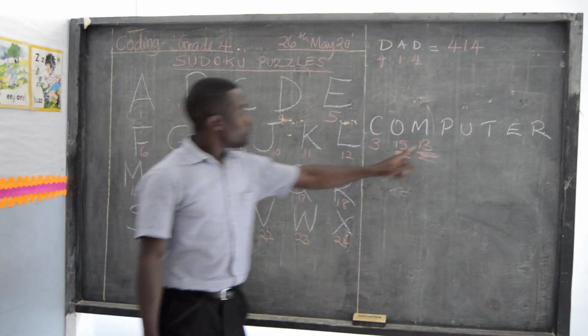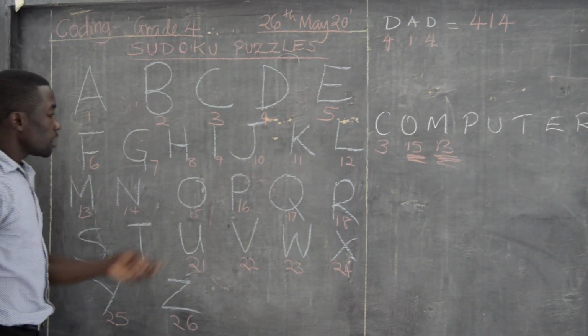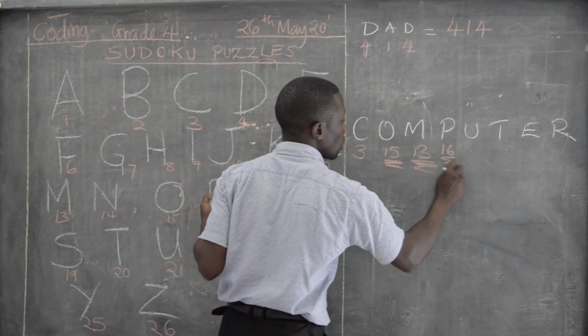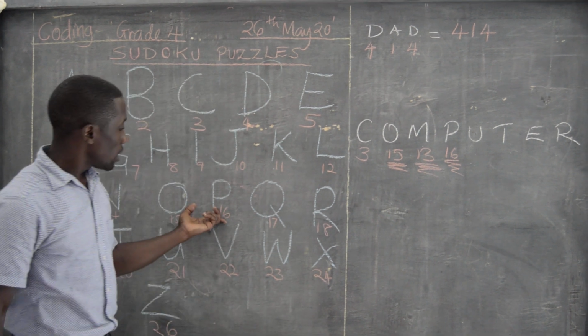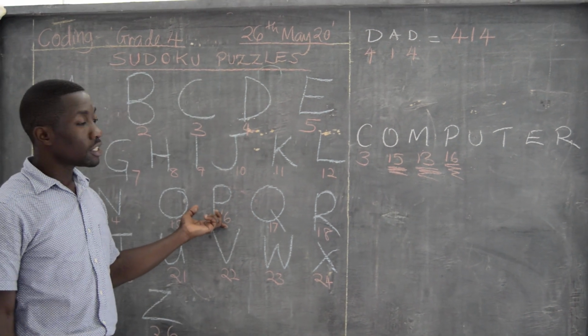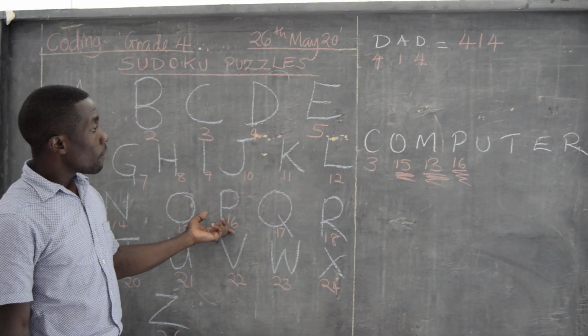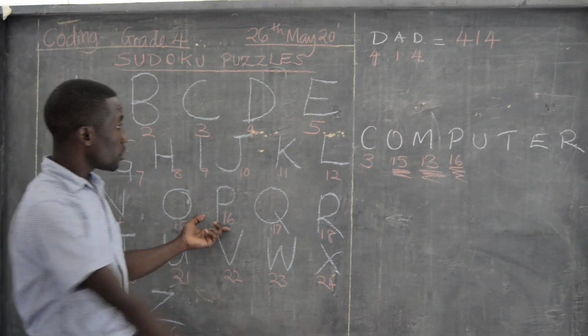And then we go to P. We have P, which is here, and the value is 16. So you can see it has 2 values. The one that has 2 values, I underline so that I can differentiate between the single value and the double value. And then we have U.